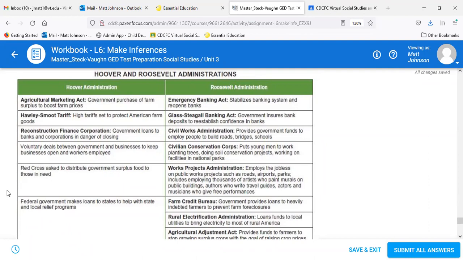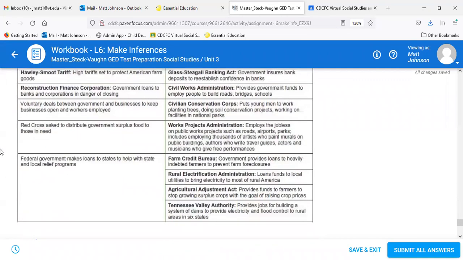Along with the Civilian Conservation Corps, which puts young men to work planting trees, doing soil conservation projects, working on facilities in national parks. There was a park that I grew up close to, the Grandview State Park, that was built under the Civilian Conservation Corps at this time. They have a huge amphitheater there that puts on plays and everything. And a lot of the state and national parks that we have today were built or improved out of the Civilian Conservation Corps. And the Works Projects Administration.